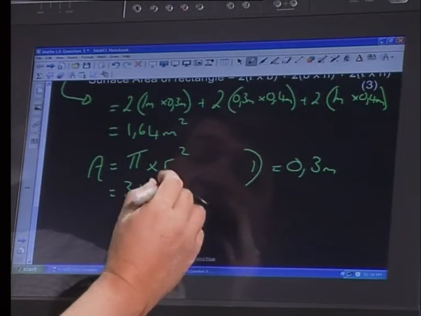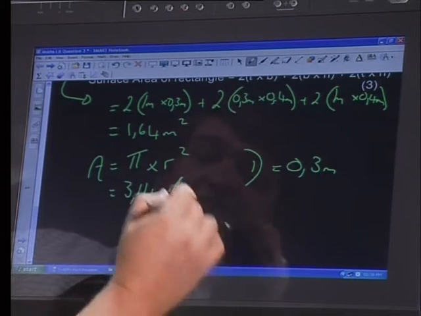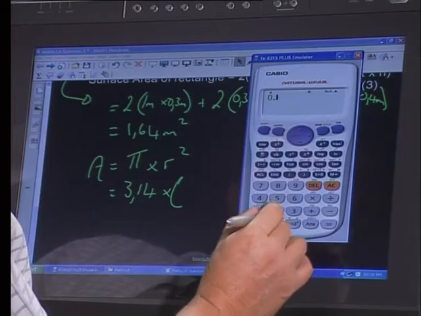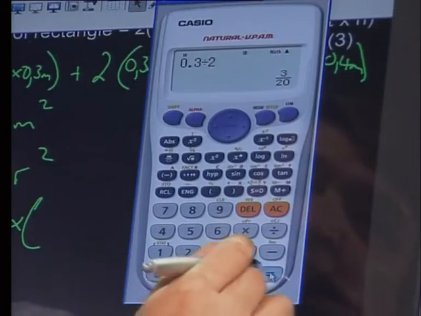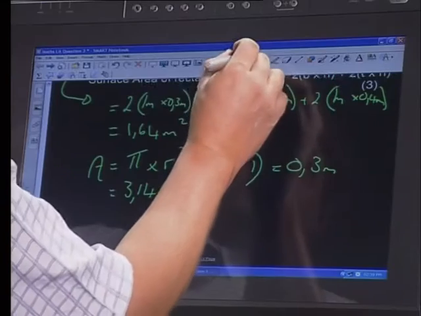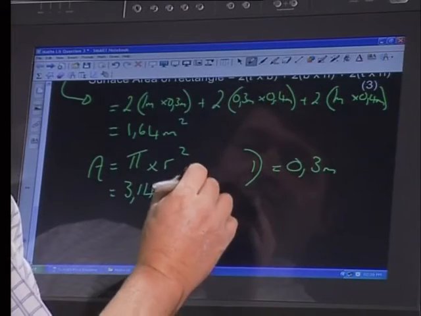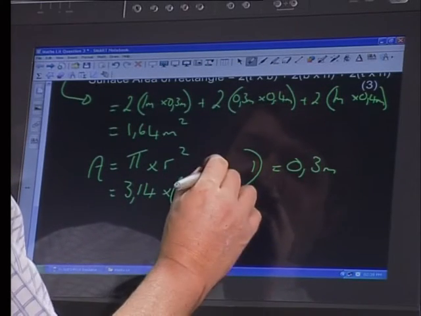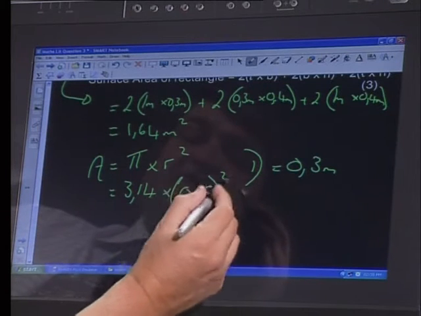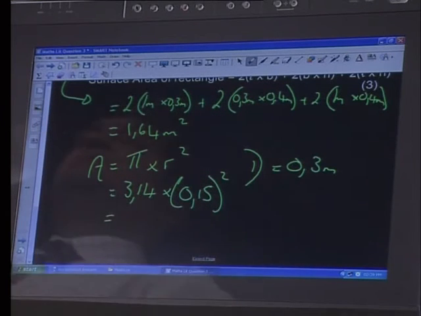What is half of 0,3? Let's go for it. If you don't know how to do that, let's just do it straight on a calculator. 0.3 divided by 2 equals 0,15. So 0,15, but not just 0,15, but 0,15 squared.